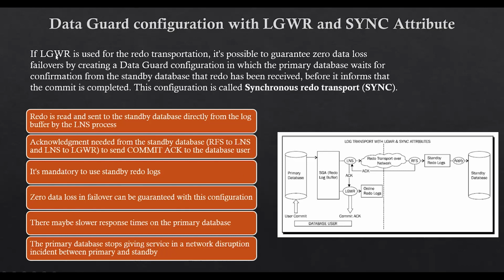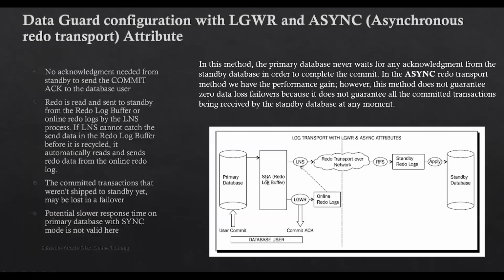This is the logic behind using LGWR, so that your LGWR process comes into the picture. That's why we mention it as LGWR, and sync means synchronization is happening from the primary to the standby database. From the diagram, we have listed some points: redo is read and then sent to the standby database directly. Then acknowledgement is needed from the standby database, that is from the RFS process to the LNS and from the LNS to the LGWR, which then sends a commit acknowledgement to the end user. These are some of the points that we have covered. Okay, let's move to the next segment.